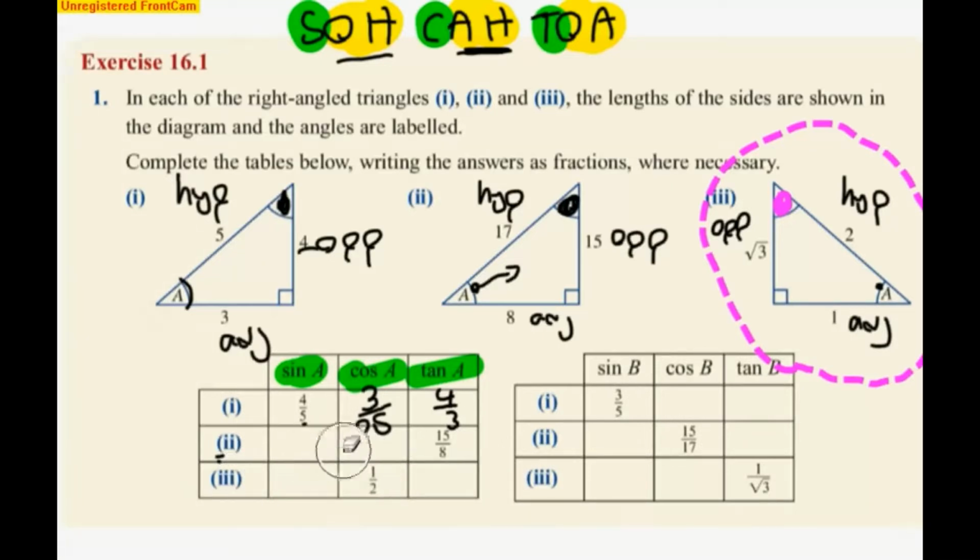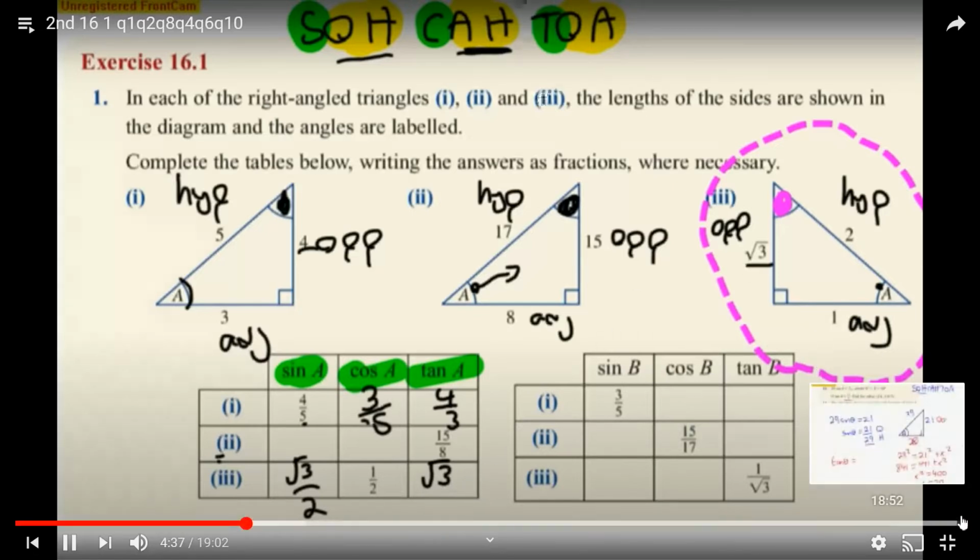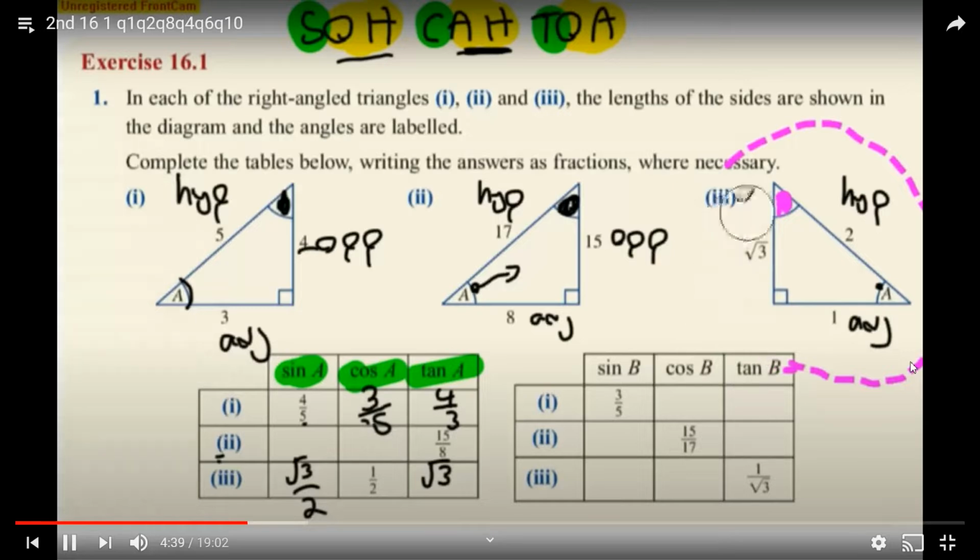So the first thing we need to do is find out what sine is. Sine is opposite over hypotenuse, which is root 3 over 2. And then tan will be opposite divided by adjacent because it's O over A. So that would be root 3 over 1, which is simply root 3.